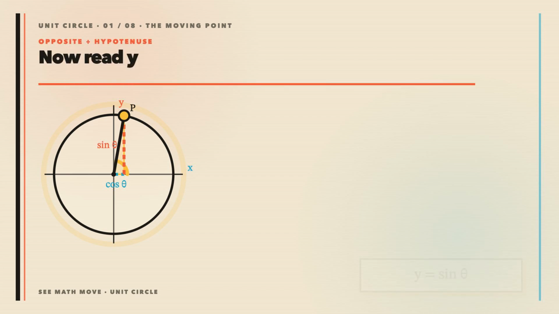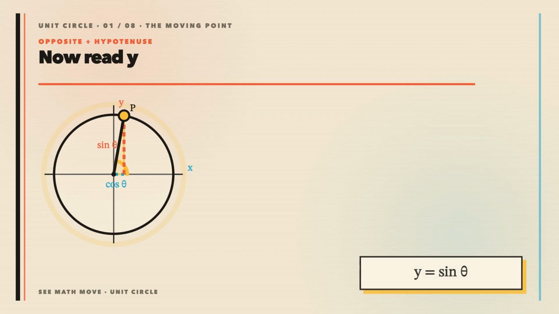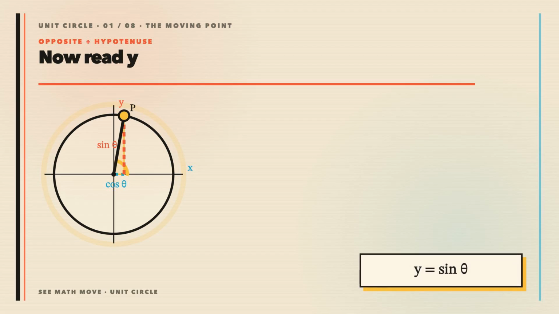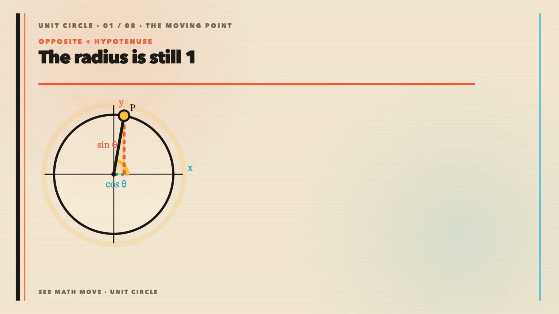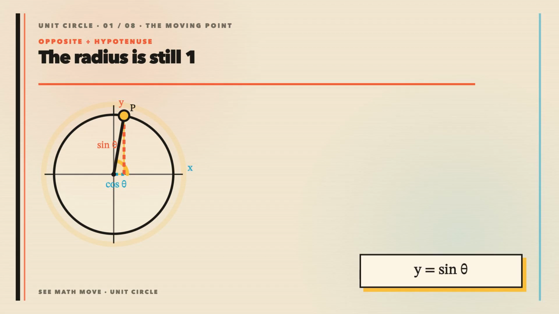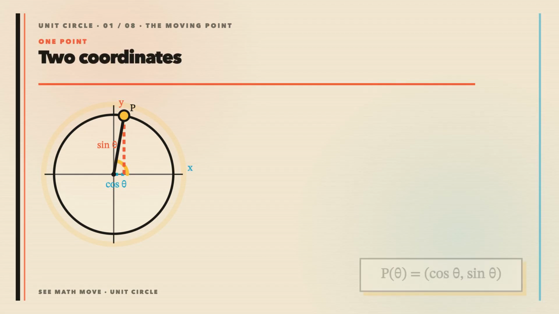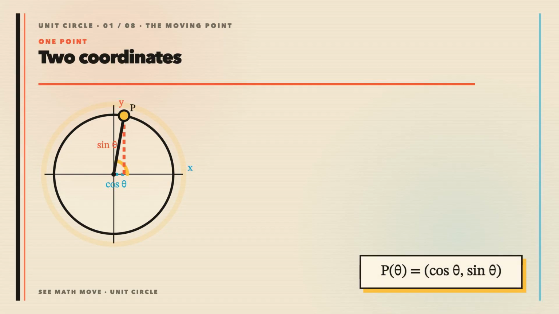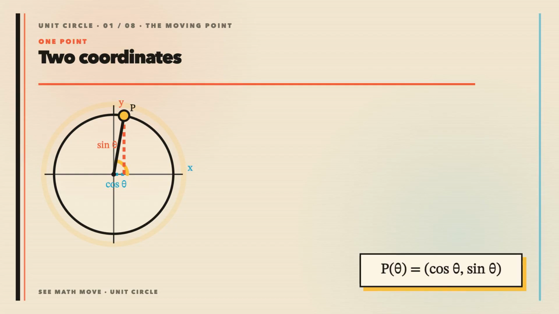Now read the vertical coordinate from the same triangle. Sine is opposite over hypotenuse. Again, the hypotenuse is 1, so the opposite length is sine theta. One point has supplied both coordinates. That gives the unit circle coordinate formula: P of theta equals (cosine theta, sine theta).